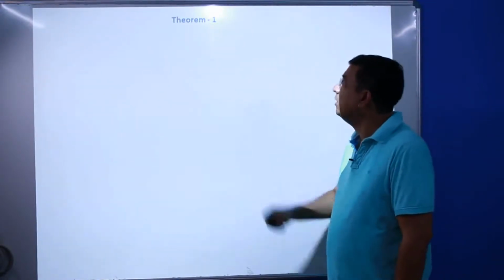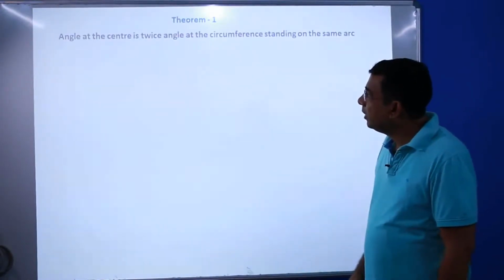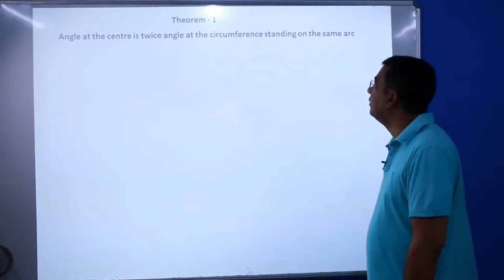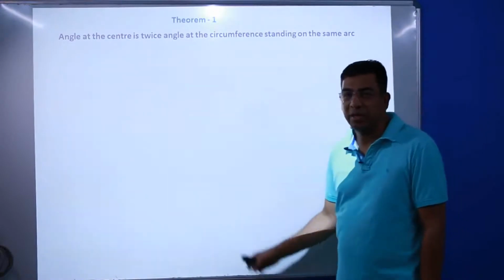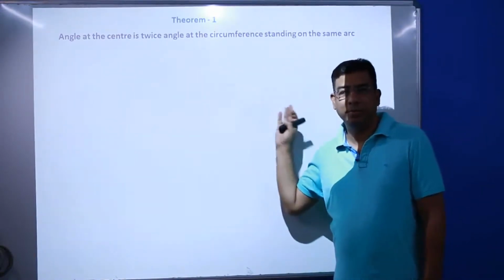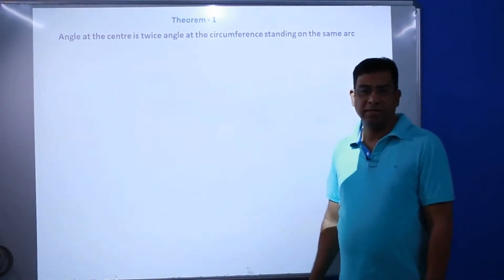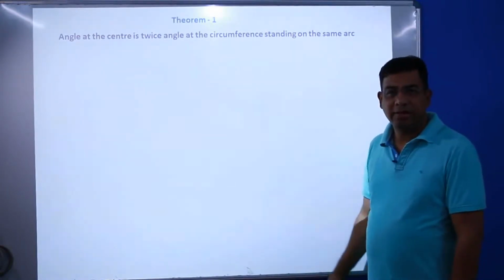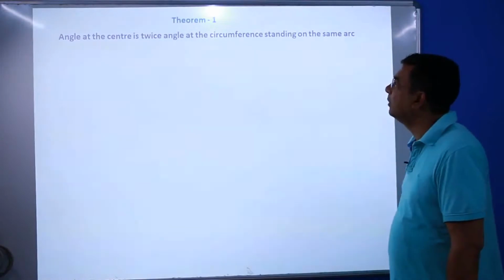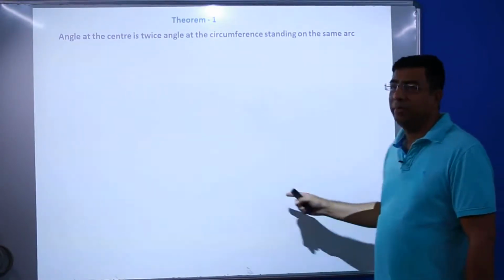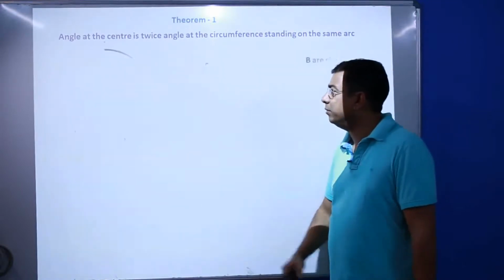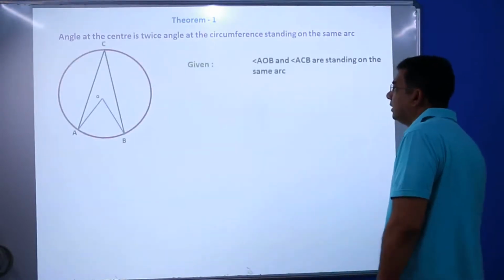The first theorem which deals with your angle property, it says angle at the center is twice angle at the circumference standing on the same arc. This is the most vital and important theorem in your class 10 syllabus. 80 to 90% of the sums where you have to find out the angles, missing angles, you have to apply this particular theorem. So it's very important for you to understand the basics and the concepts of this particular theorem. Now let's see what's given.